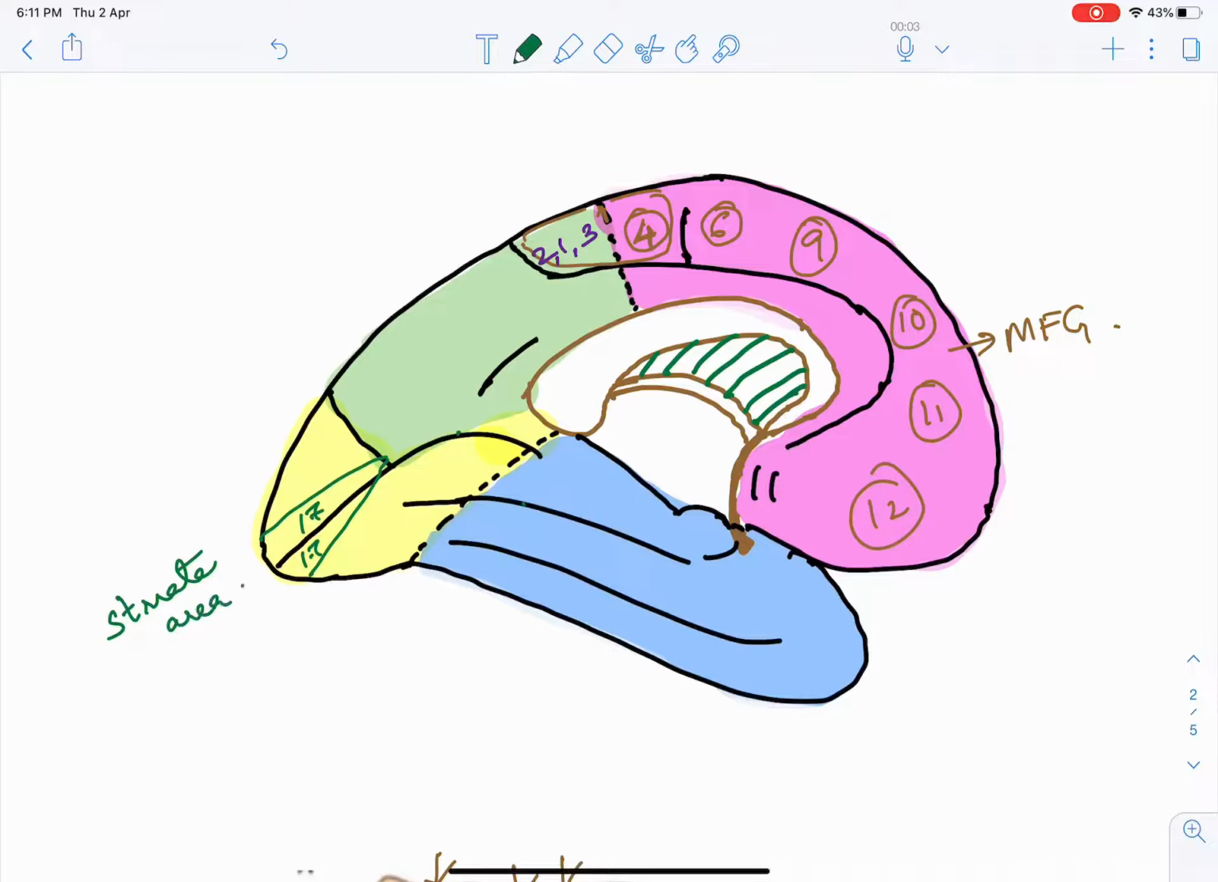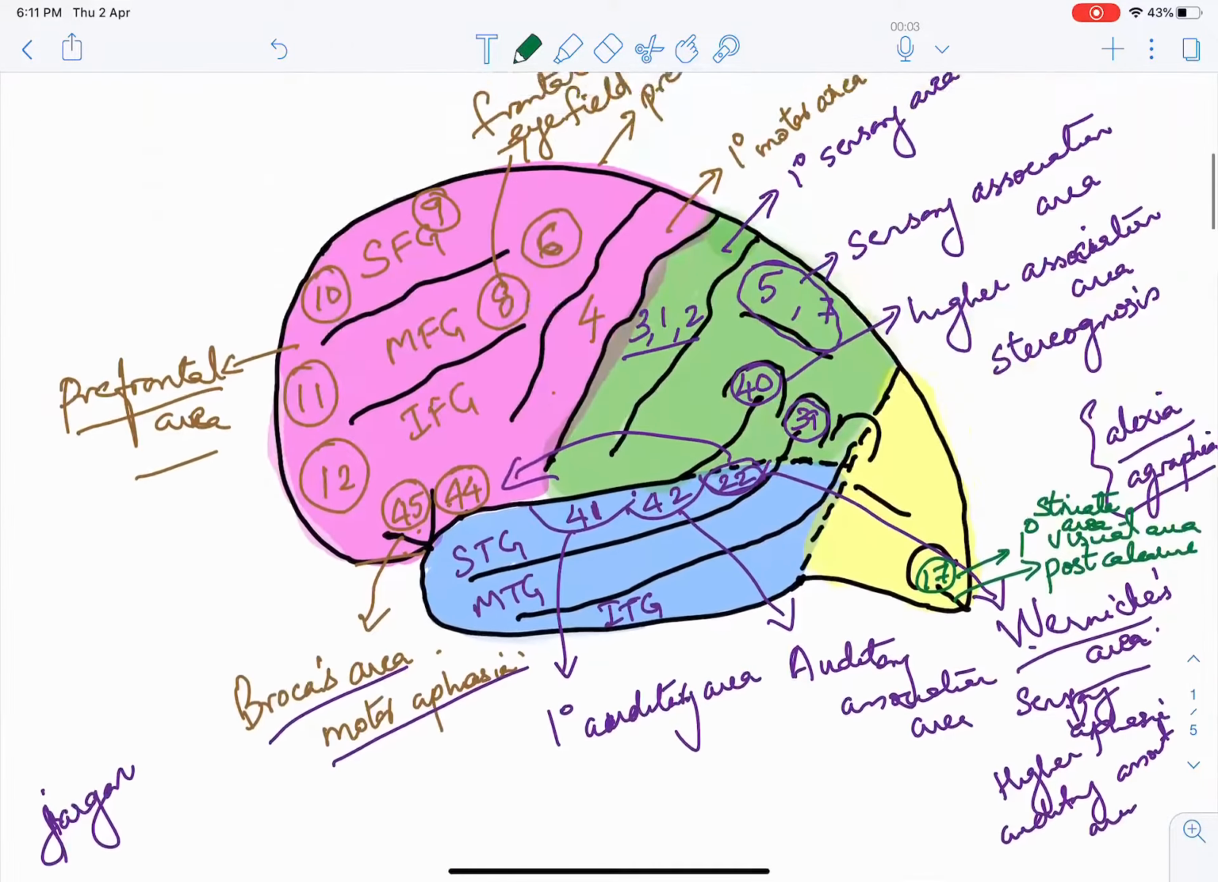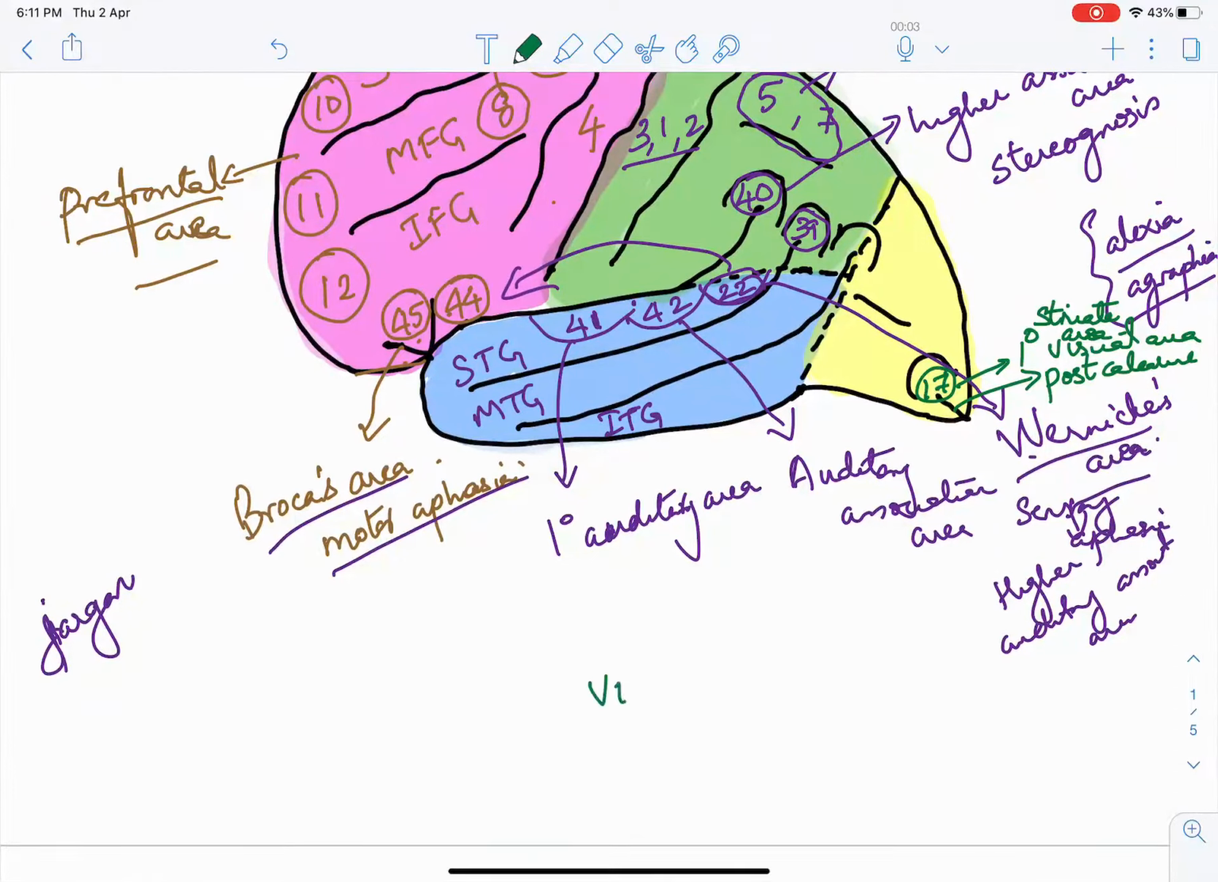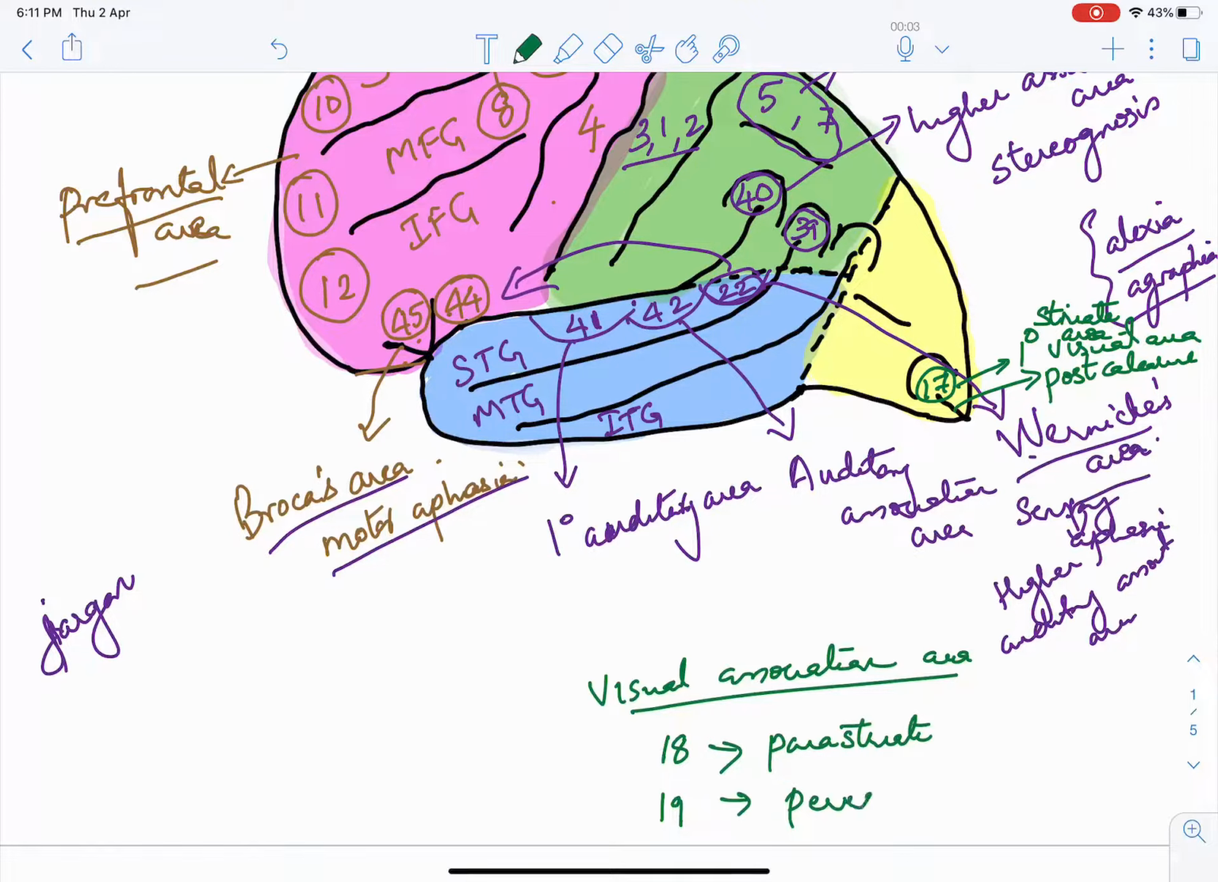Area number 17. Then we have the visual association area. So we have the primary visual area, then we have the visual association area. The visual association area is area number 18 and area number 19. 18 is the parastriate area. 19 is called the peristriate area.